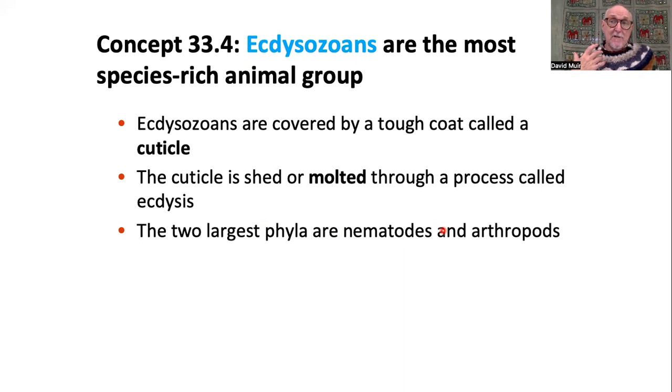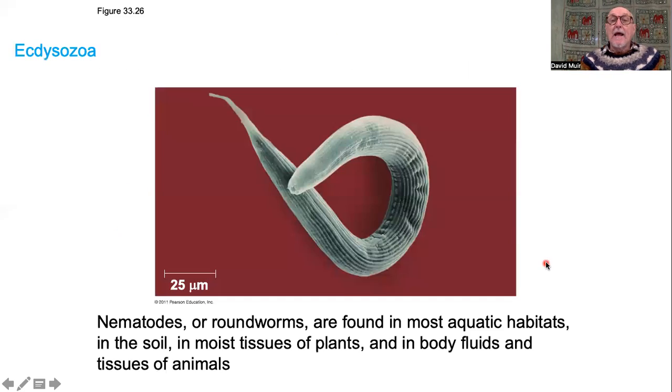And this is a characteristic of one huge part of the Ecdysozoa, but not of the other. The 2 phyla that are most important, there are some other minor groups that we're not going to talk about. The most important groups are the nematodes and the arthropods. And here is a nematode. It may seem very strange to have these beasts put into the Ecdysozoa.